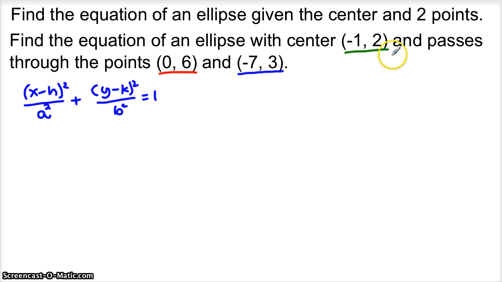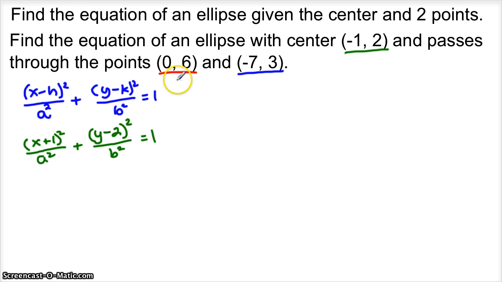The first thing I always do is put the center into my equation for the h and the k. So that'll give me x plus 1 squared over a squared, plus, and then put the y coordinate in for the k, so y minus 2 squared over b squared equals 1. Now I don't know a or b, but I do know 2 points.